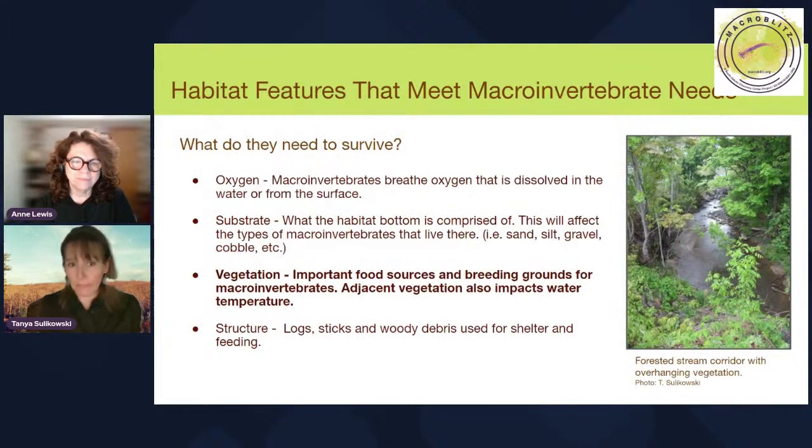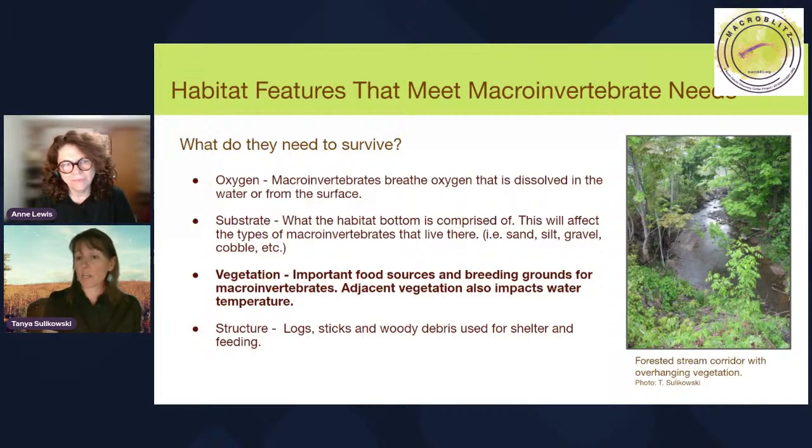Vegetation is also very important, and vegetation provides food sources for macroinvertebrates and also breeding grounds. And vegetation in a stream corridor like this typically is pretty sparse in the water because the water's moving fast, and it's difficult for aquatic vegetation to find anchor points. But in some slower moving areas, like little pools along the side, you might be able to find some things growing.